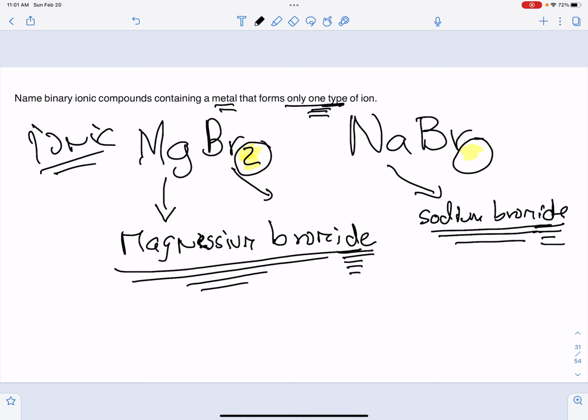Basically, it is not a transition metal, and if it happens to be a transition metal, it has to be zinc, cadmium, or silver, which are the only transition metals that only form one type of ion. I have repeated that several times, so that's super important.